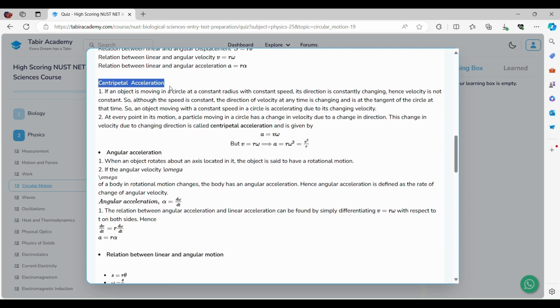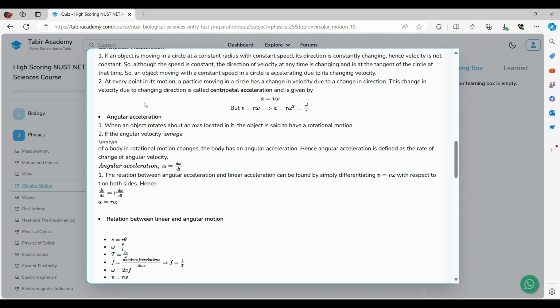Centripetal acceleration. If an object is moving in a circle at a constant radius with constant speed, its direction is constantly changing, hence velocity is not constant. So although the speed is constant, the direction of the velocity changes all the time and is always tangent to the circle. So if an object is moving at constant speed, it's always accelerating because its velocity is always changing. At every point in its motion, a particle moving in a circle has a change in velocity due to a change in direction.